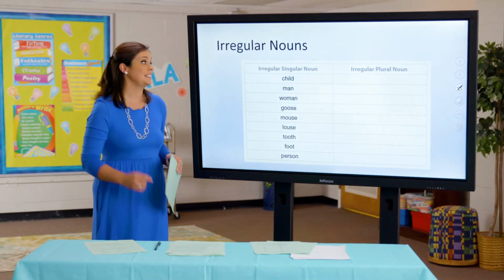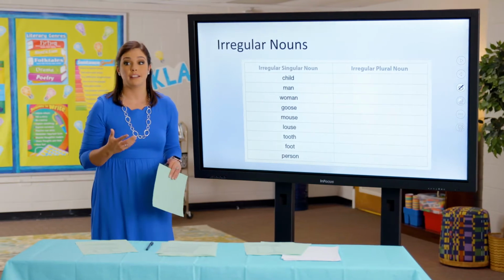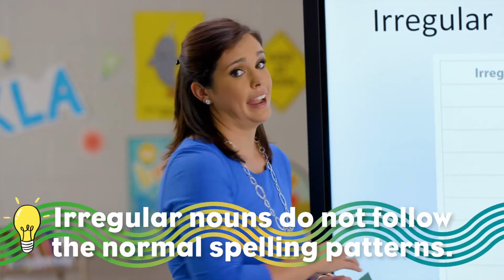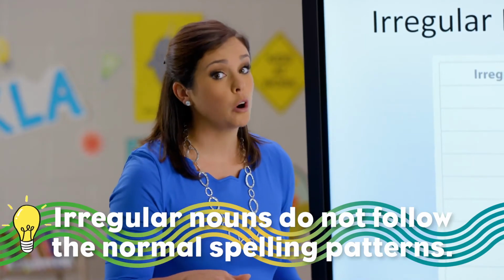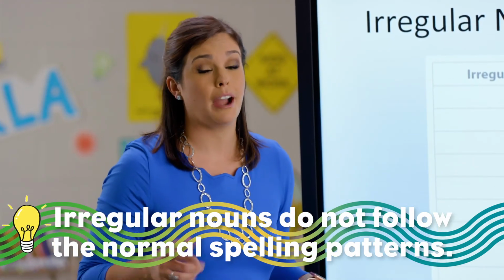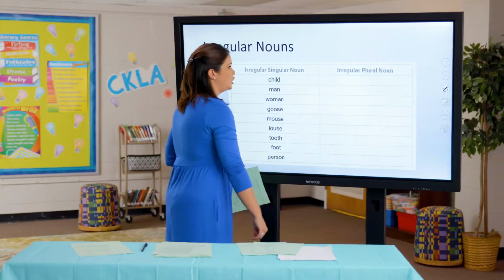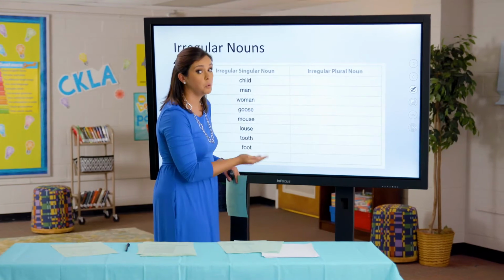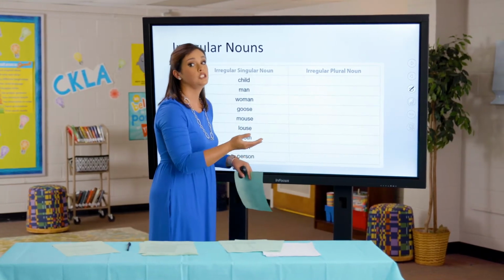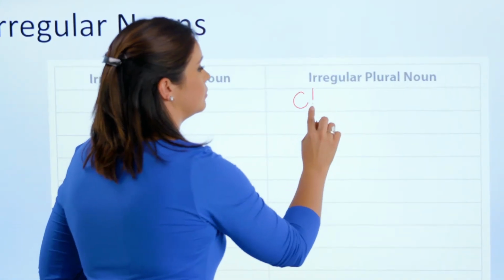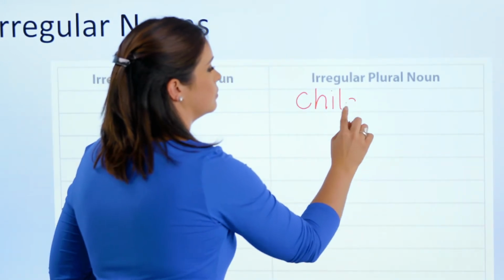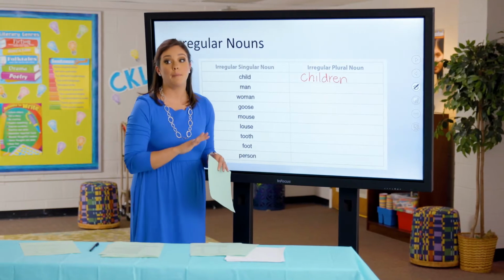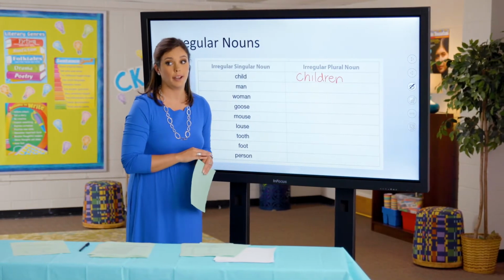All right, now that you guys have all the irregular nouns written, it's time for us to put the plural form. Remember, with irregular nouns, the plurals don't follow the normal spelling patterns, so we just have to memorize how these words are spelled. Do you know what the plural version of child is? When we have more than one child, we have children. Go ahead and copy that on your paper, and then press play when you're ready to restart.